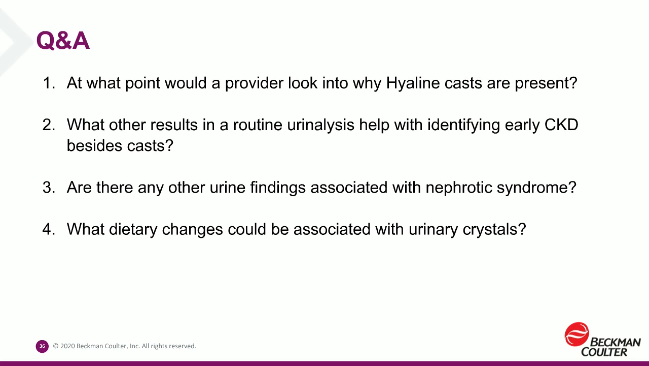Question number 3. Are there any other urine findings associated with nephrotic syndrome? So for starters, nephrotic syndrome is a collection of symptoms due to kidney damage. So aside from the presence of certain casts, the major finding on a urinalysis will be the presence of protein, indicating the kidney's inability to retain protein. So again, the most common finding for nephrotic syndrome will be the presence of protein on a routine urinalysis.